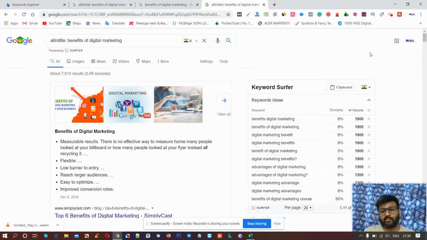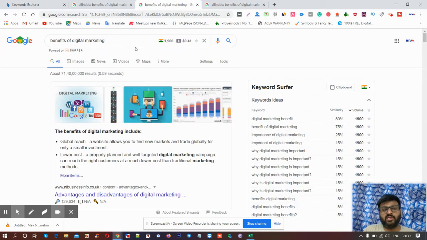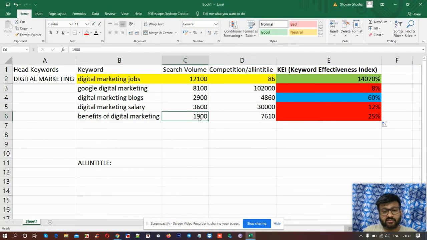So you can understand that you need the Keyword Surfer extension. And next you will come and search the keyword. Suppose this is the keyword, benefits of digital marketing, and here this is the search volume. You will have to concentrate on this one, and I have written it here. Okay, and the number of competition, or allintitle.